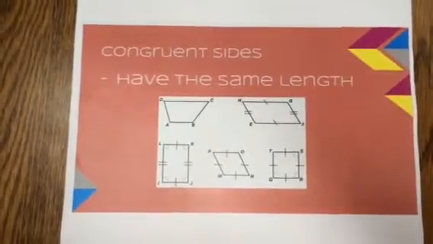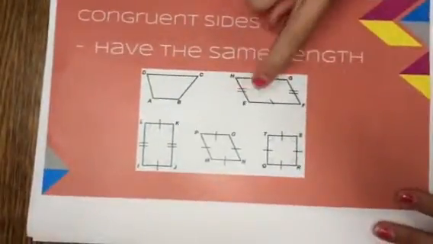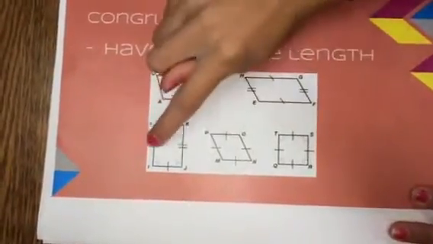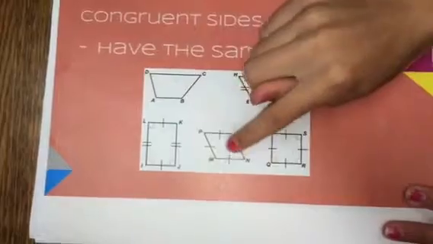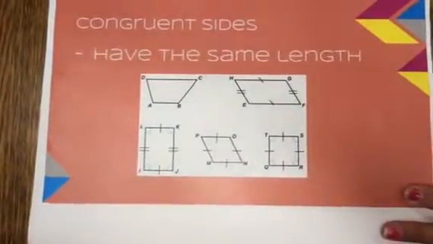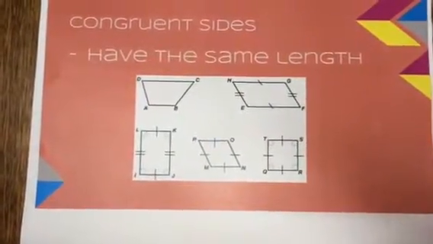Congruent sides. They have the same length. These two sides have the same length, while these two sides have the same length. These two, and these two. These two, and these two. When you see all ones, that represents that they're all the same. All the same. You will see these when you're trying to find angles.